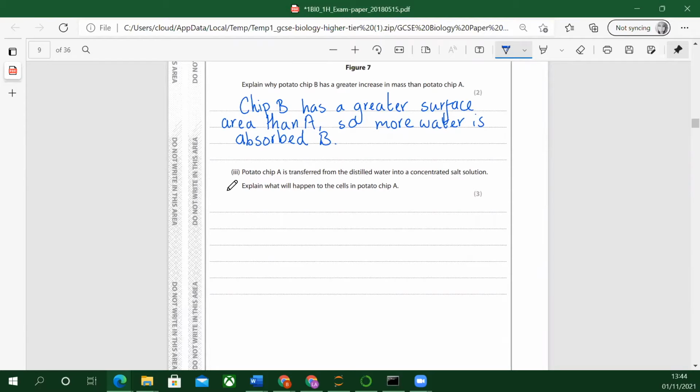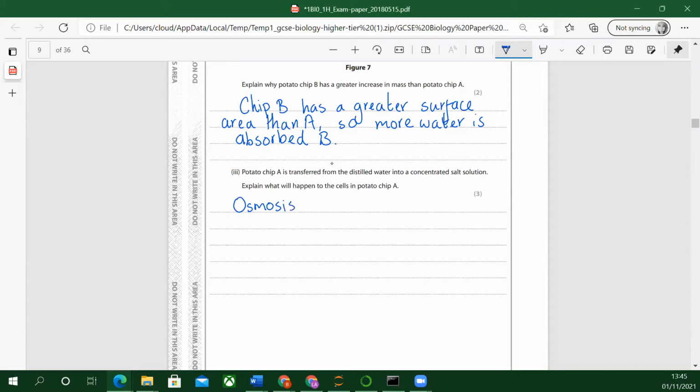Potato chip A is transferred from the distilled water into a concentrated salt solution. Explain what will happen to the cells in potato chip A. If it's a concentrated salt solution, there'll be a greater salt concentration outside of the potato chip. So what actually happens is that it's osmosis. This is what you might have done in class.